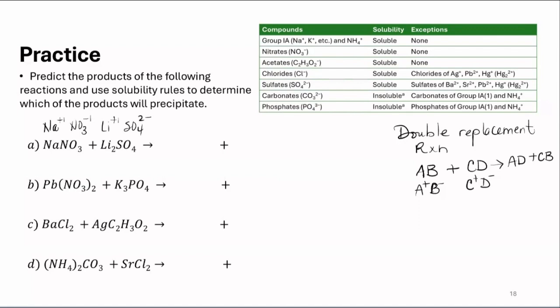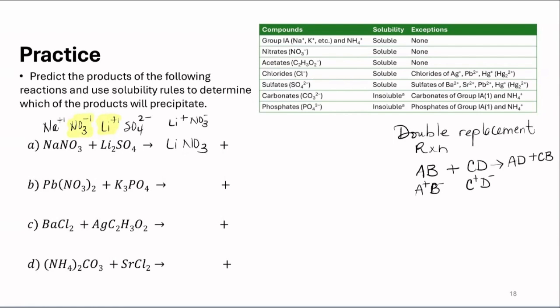In order to predict the products, remember that there's going to be an exchange of ions, meaning that they're going to switch partners. So one of the compounds that we are going to be generating in this reaction is when lithium combines with NO3. That makes the chemical formula LiNO3.